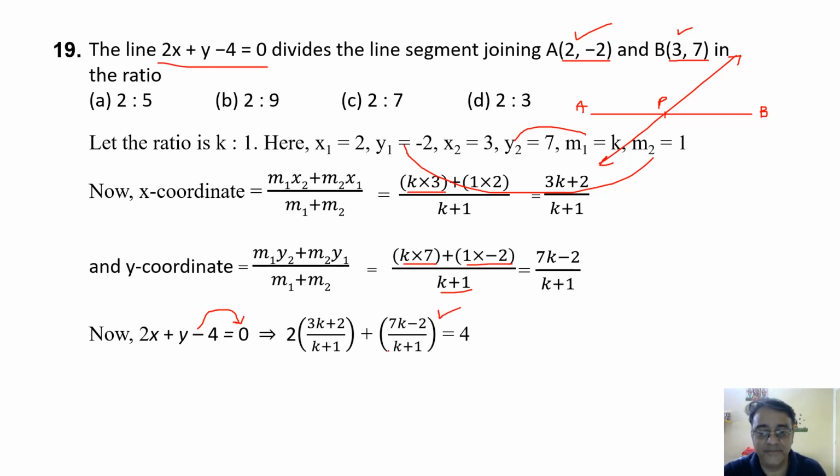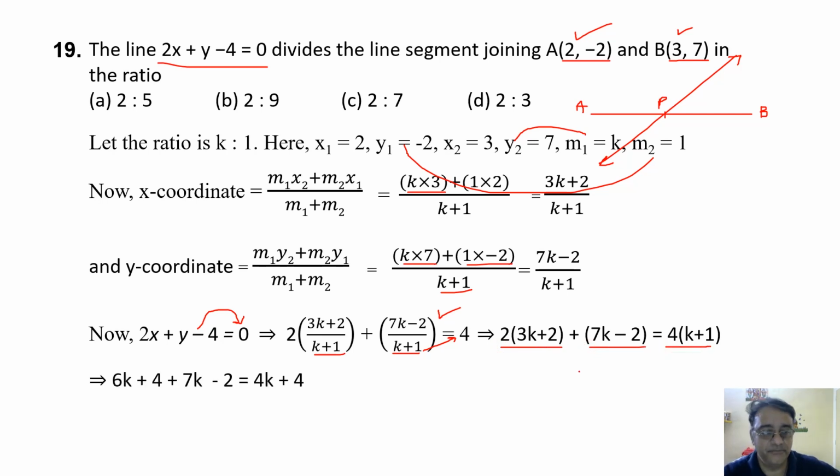So ये step clear है सबको? Yes, sir. Okay. Now we'll take LCM. So k plus 1 यहाँ पे multiply हो जाएगा और multiply all by k plus 1. So we'll get this step. Now open the bracket, 6k plus 4. 7k minus 2 is equals to 4k plus 4. 6k plus 7k 13k होगा.